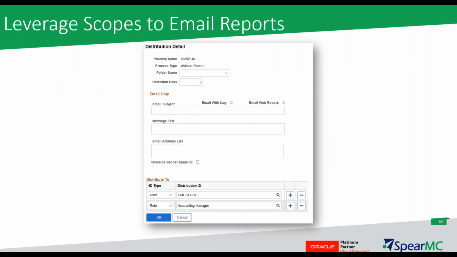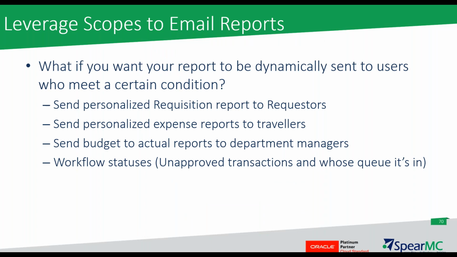And one more example. When you actually run the report, just through normal distribution of any process you run in PeopleSoft, you can always go to the distribute by and put in users or roles in there as well. Okay, pretty straightforward. Again, delivered functionality. But what if you want your report to be dynamic? In other words, if it met certain conditions, we want to email it out to certain people. So what am I talking about?